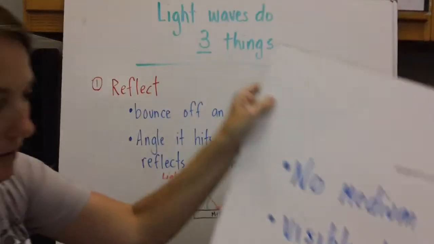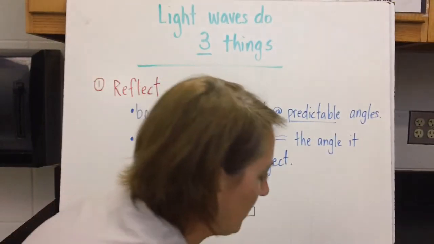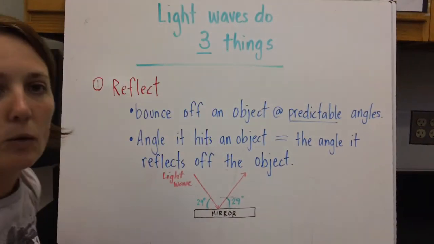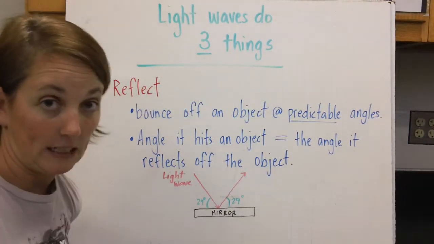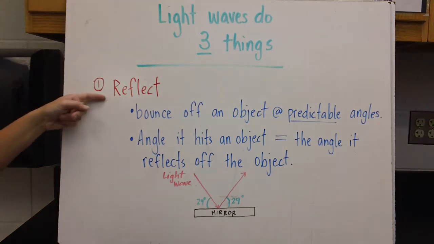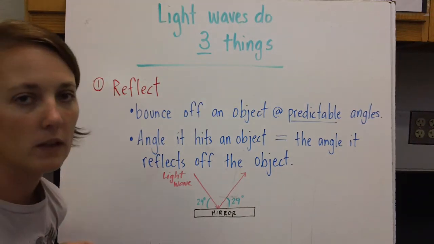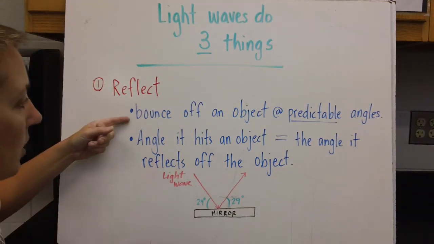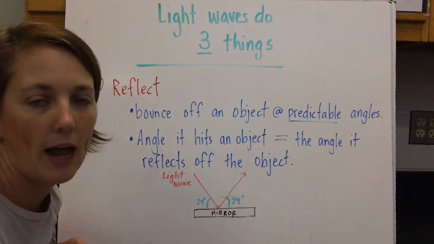And I apologize, this is a little lengthy video, so just be patient. Light waves can only do three things. That's it. The first thing that they can do is they can reflect. What this means is light waves can bounce off an object at predictable angles.